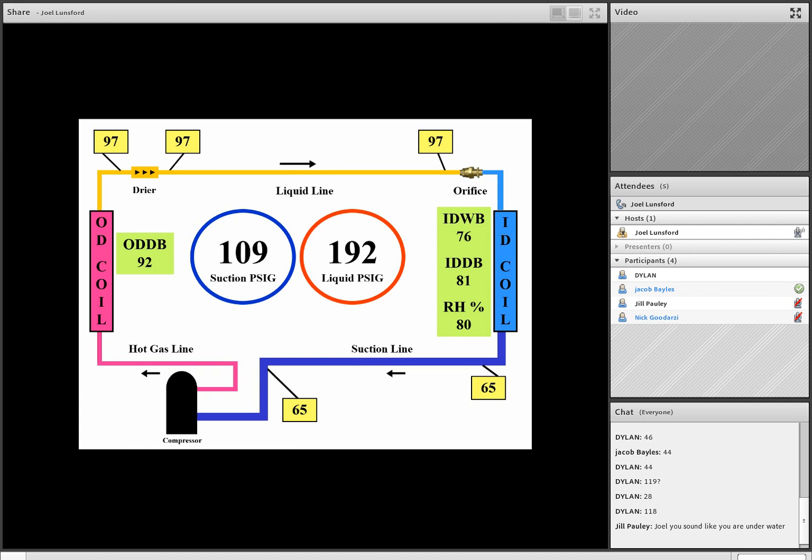So we see that we have an indoor wet bulb of 76, an indoor dry bulb of 81, and a relative humidity on the indoor coil of 80%. So we have an 80% relative humidity. So we automatically know that we're going to be using the red wet bulb lines because we have a relative humidity of 80%.